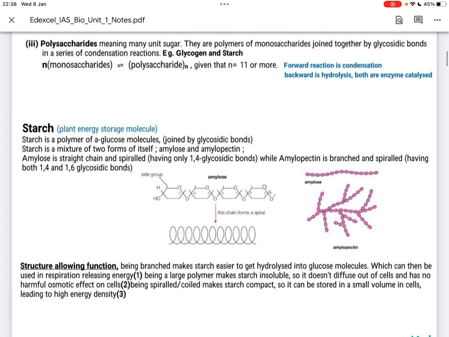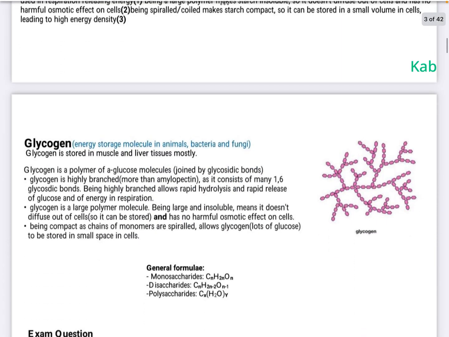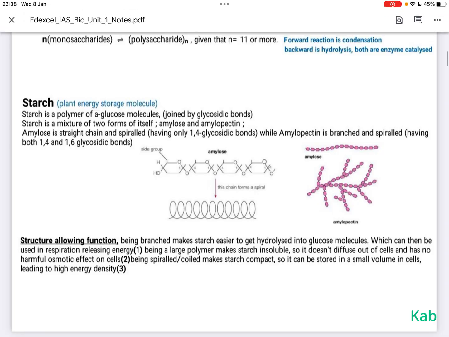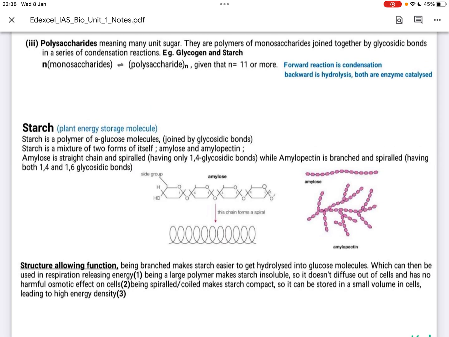As promised in the last video, we will now explain in further detail about polysaccharides, starch, glycogen, and solve some questions, as well as recap the definitions we've covered so far. So let's start by saying what a polysaccharide is. Polysaccharide means many unit sugars. They are polymers of monosaccharides joined together by glycosidic bonds in a series of condensation reactions.